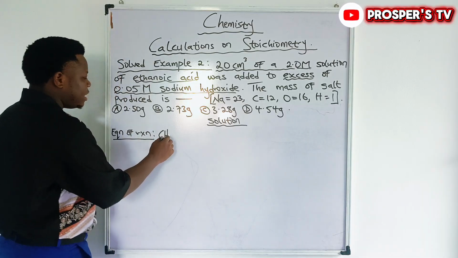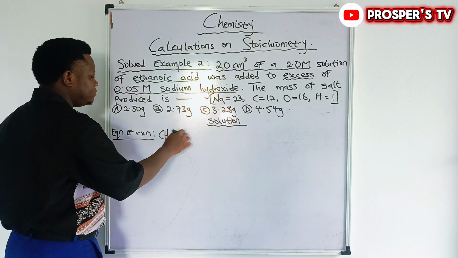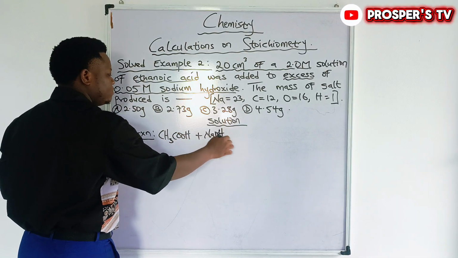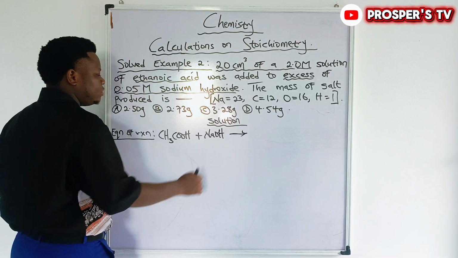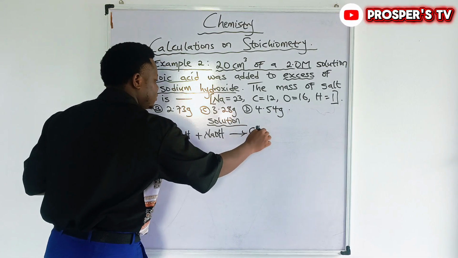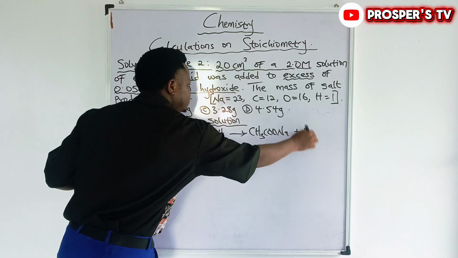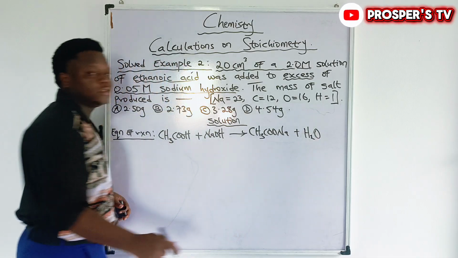So you write your equation of reactions. We have ethanoic acid reacting with sodium hydroxide, then giving us the product. We have sodium ethanoate and then water. This is a neutralization reaction.